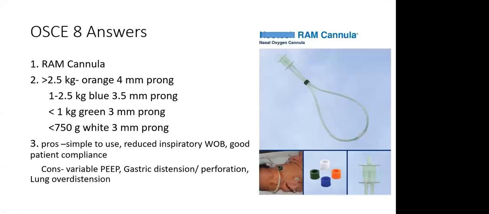The image is a RAM cannula. Many of the units use this instead of a CPAP device or HFNC. But there are certain disadvantages because it delivers variable PEEP or CPAP, and it can cause gastric distension and lung overdistension. You have varying sizes, namely orange, blue, green, and white, and depending on that, you will be using it. The pros are that it is simple to use, reduces the work of breathing, and has good patient compliance.